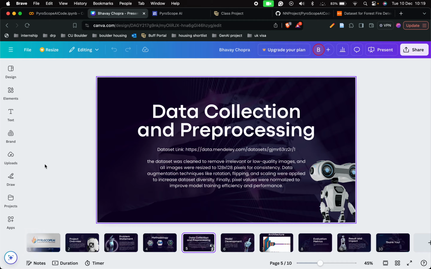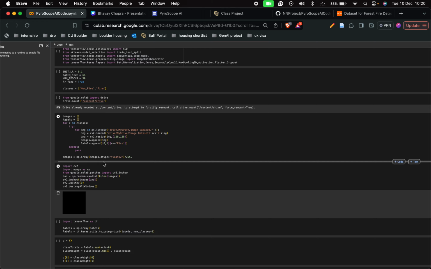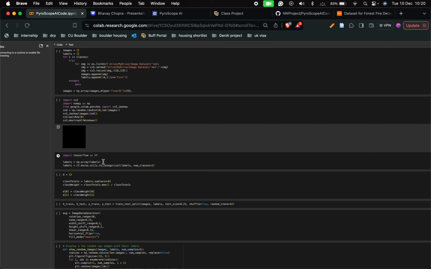The images were resized to a uniform resolution of 128 by 128 pixels to ensure consistency and reduce the computational overhead. Data cleaning involved validating the input formats and, using OpenCV, removing corrupted files, and normalizing pixel values to a range of 0 to 1 for efficient and stable training.